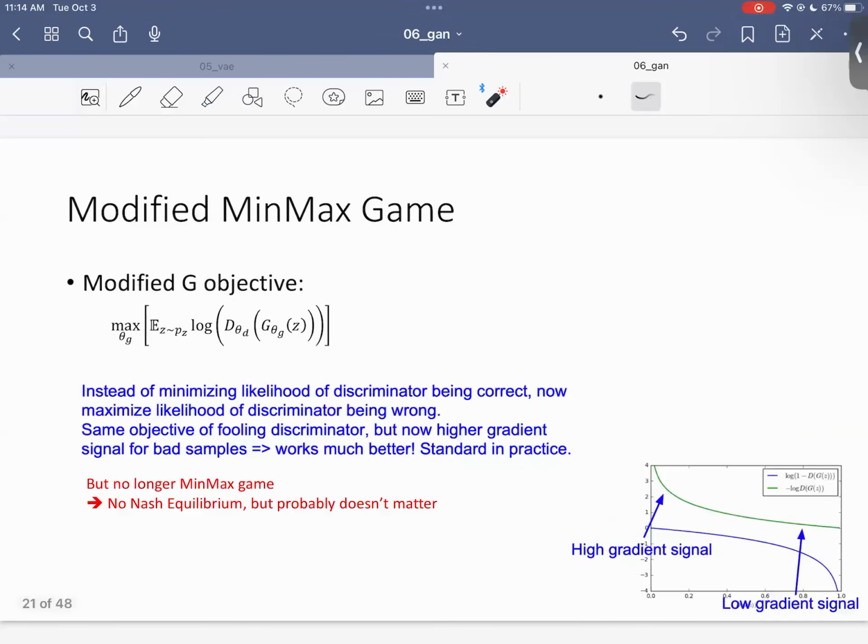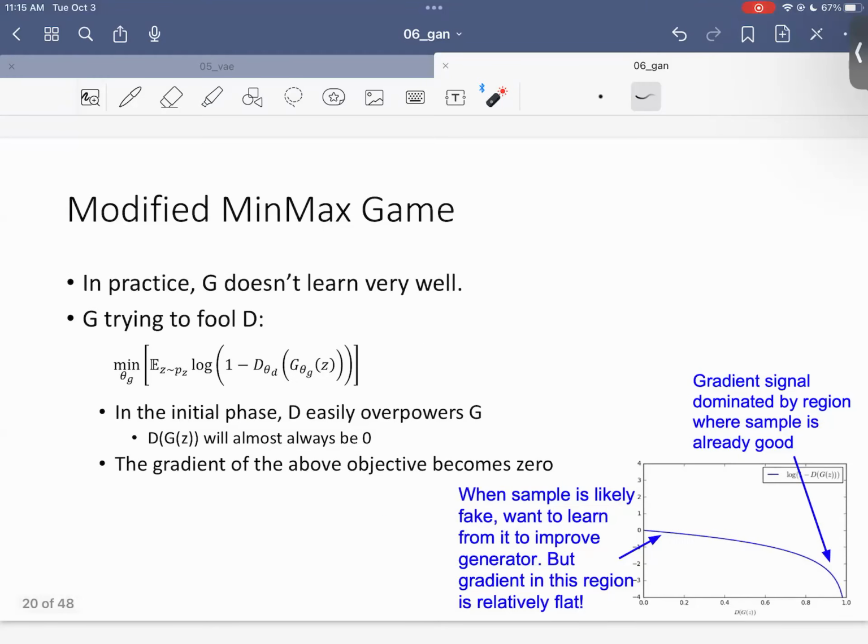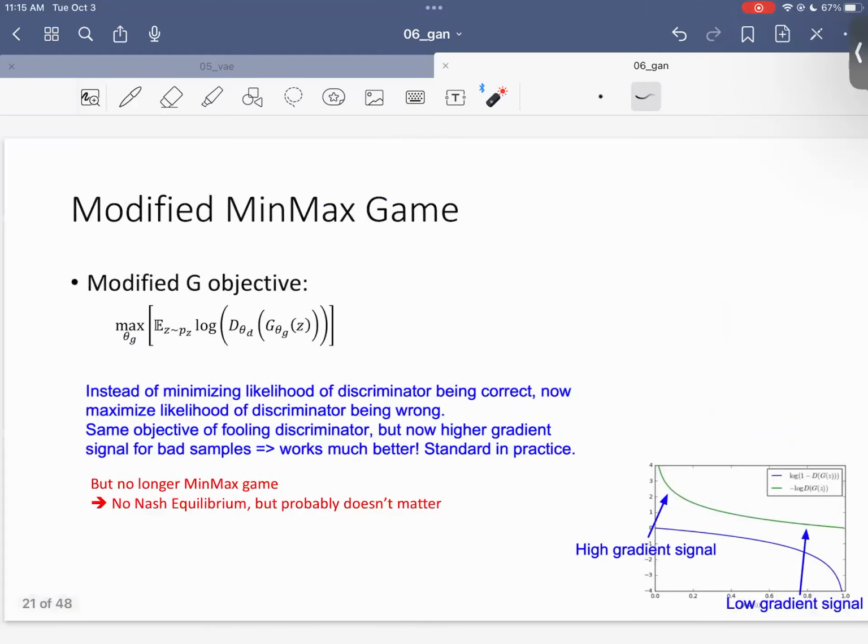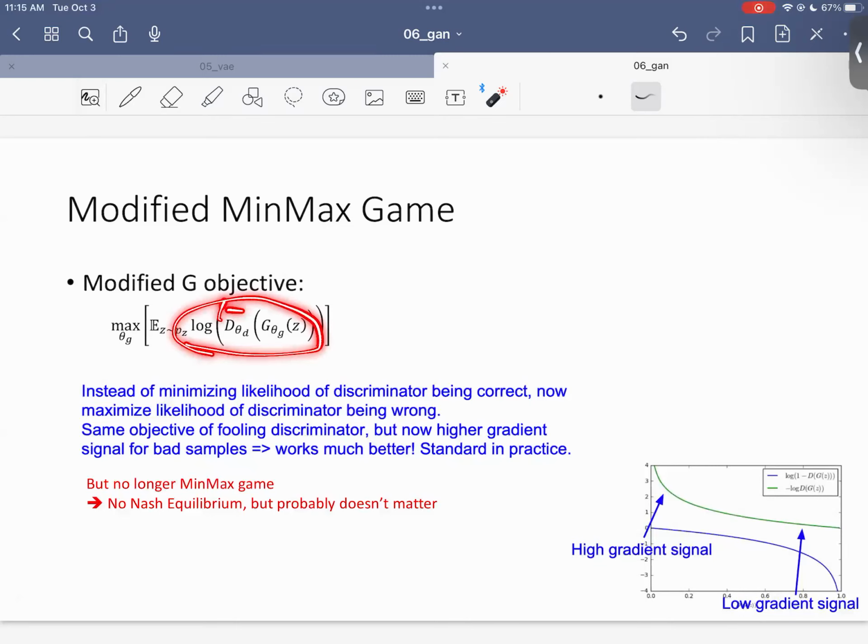So what we do is we modify the G objective. Instead of trying to minimize this term, we now try to maximize this term. So the 1 minus is gone now, and you can see that this is max, not min. If you look at this term here, log D(G(z)), it'll have a function that looks like this.